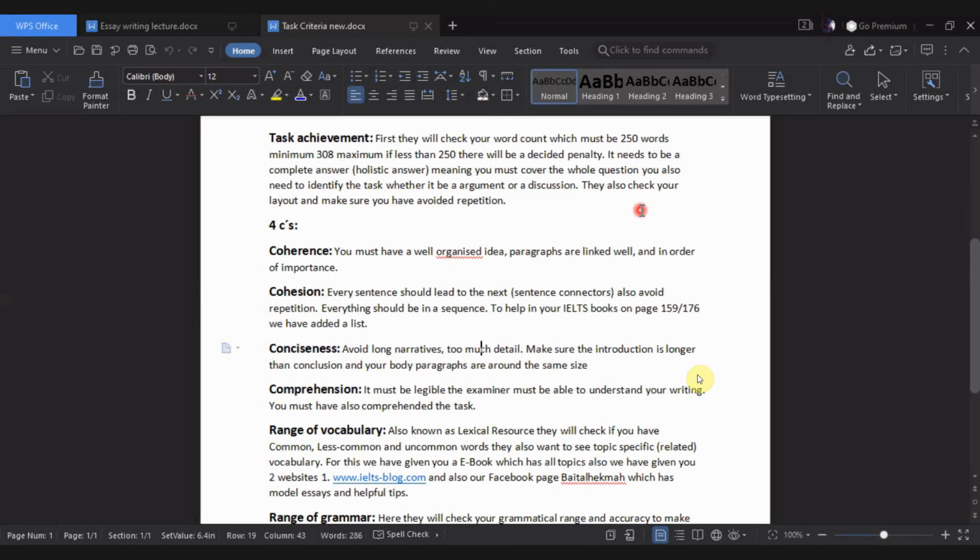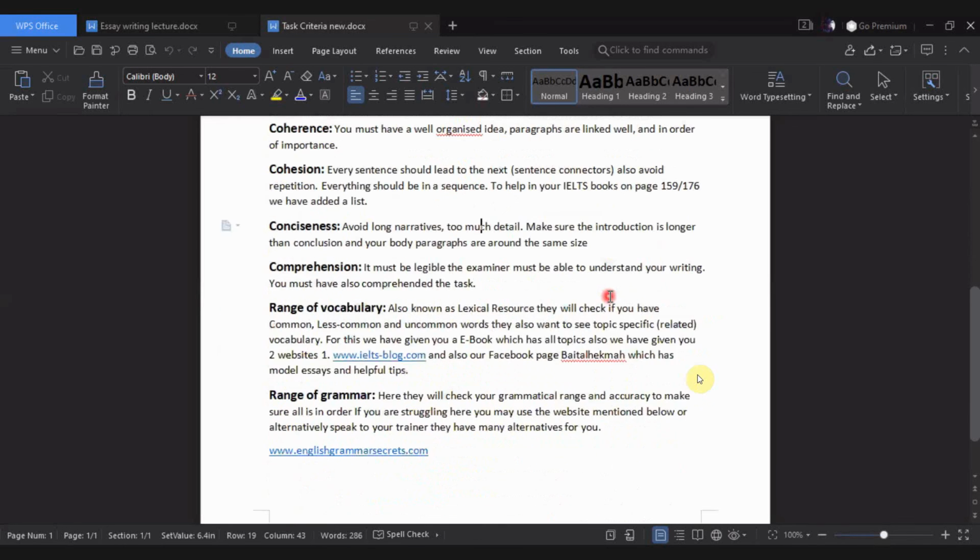Any questions? Right. If you don't have any questions, let's proceed to the third task criteria. It's talking about lexical resource, or basically vocabulary. In here, they're going to check and see if you have been writing common words, less common words, and uncommon words as well. They're also going to check if you have been including topic-related vocabulary in this part.